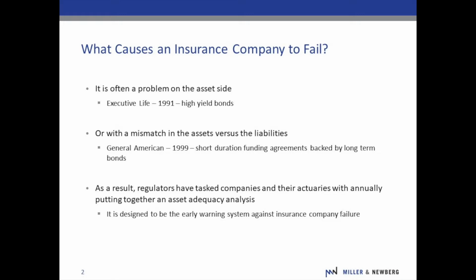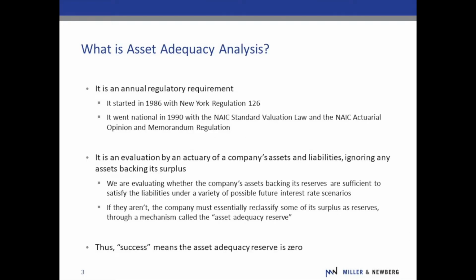And so this truly is designed to be an early warning system against insurance company failure, so that company management or regulators can do something about a situation that hasn't played out yet, but that could play out. So what is this asset adequacy analysis? What is this early warning system?